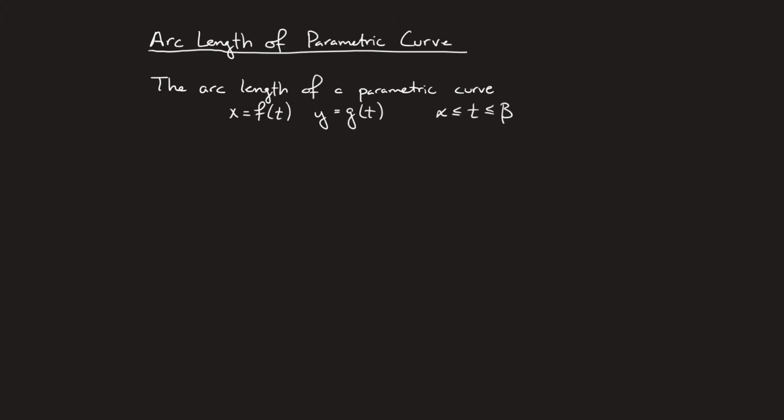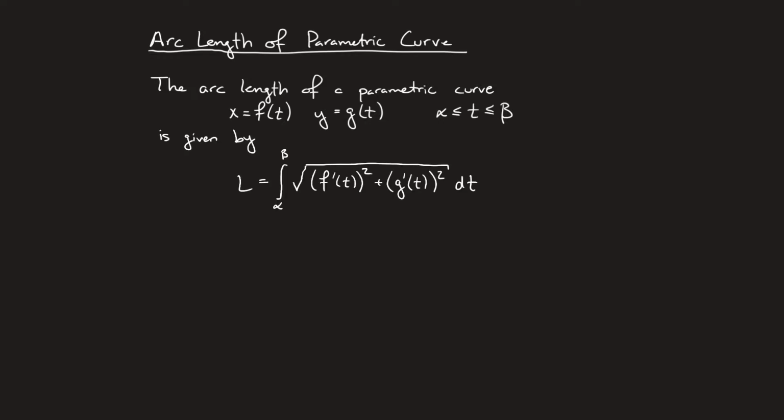If we have parametric equations x equals f of t and y equals g of t, where t goes from alpha to beta, then the length of the curve is given by the integral from alpha to beta of the square root of f prime of t squared plus g prime of t squared.